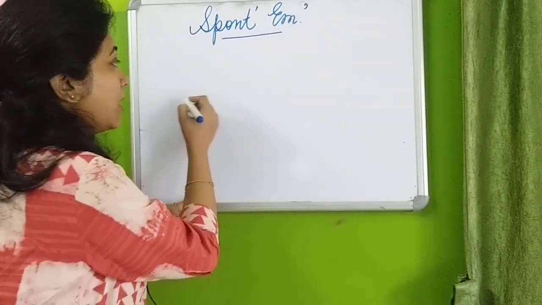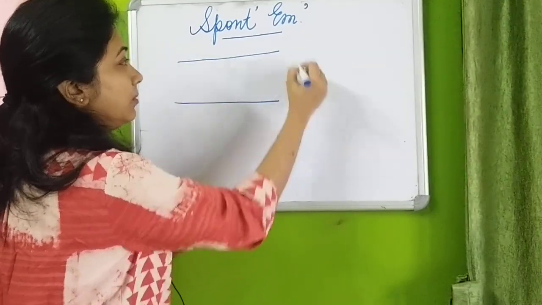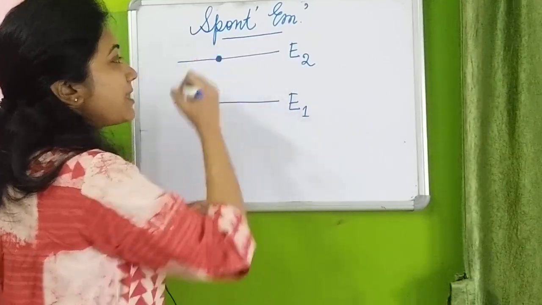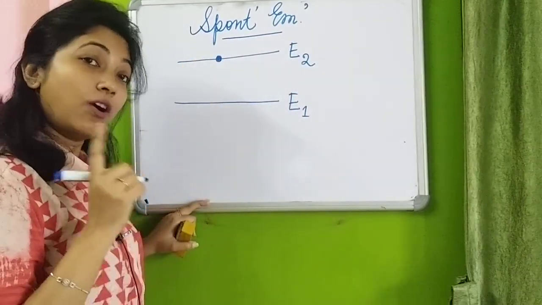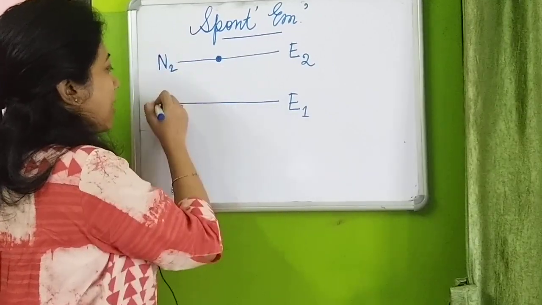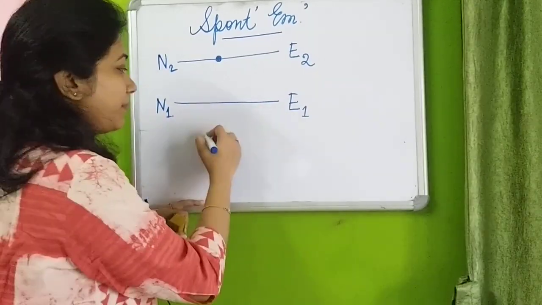Which means, among this E1 and E2, the electron is now present in the excited state. It is already present in the excited state. So N2 is now greater than N1. Alright, so this is our before picture.